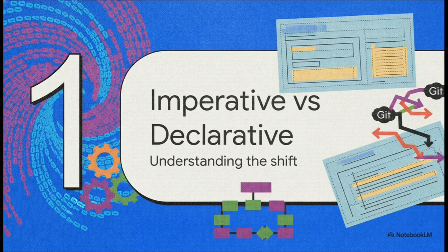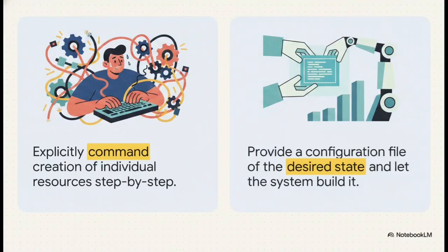Okay, starting off with Section 1, imperative versus declarative logic. The absolutely crucial point here is understanding how we actually communicate with our systems. Imperative logic, that's micromanagement. That's you at a terminal typing out explicit commands step by step. You say, create exactly 5 pods, then create this service, then open this port. You're doing all the heavy lifting.